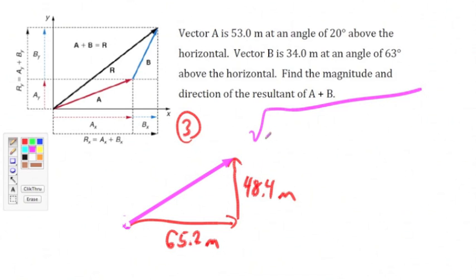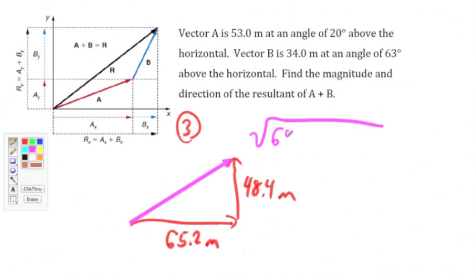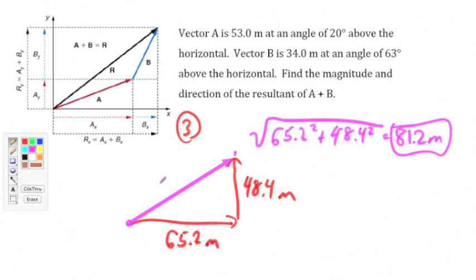And so, that's a little messy, isn't it? Let's do it like that. 65.2 squared and 48.4 squared. I figure out that the magnitude of this is 81.2. So I figured out the magnitude. I figured out that the distance from here to here, the change, is 81.2 meters exactly. But remember, we also need a direction to go with it.